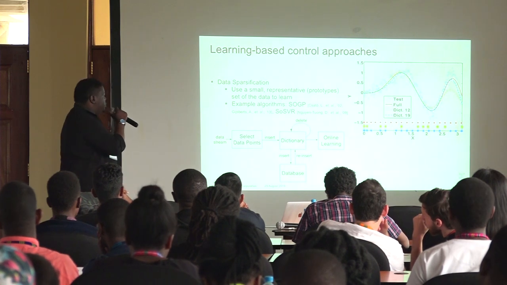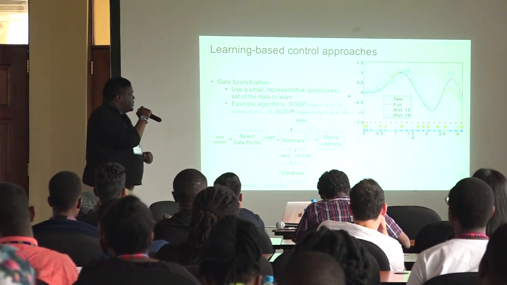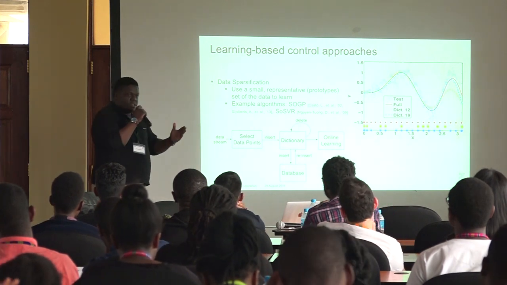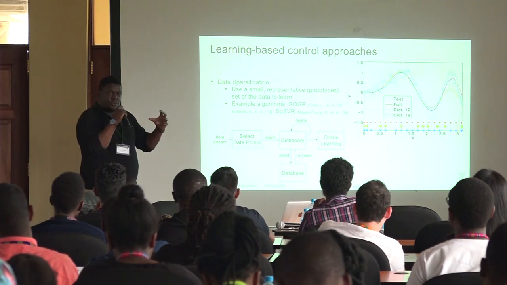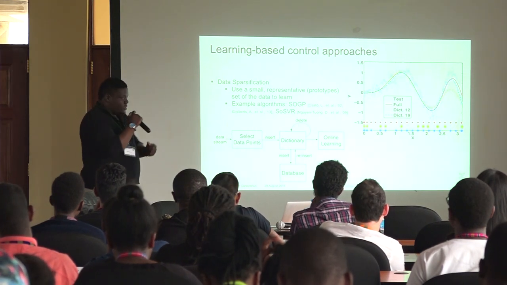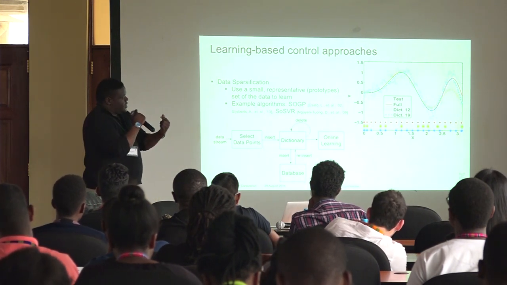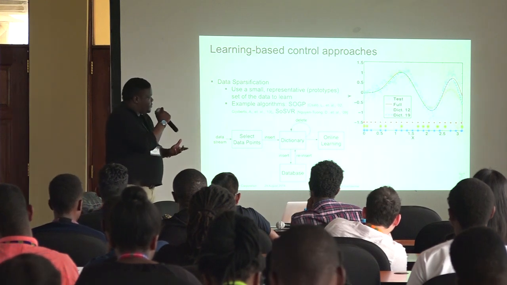The second approach is based on data sparsification. The main idea is that instead of using all the data generated by the robot, you want to intelligently select a few samples that represent the entire data. That allows you to do quick predictions. And this is mainly applied for kernel techniques such as Gaussian processes.